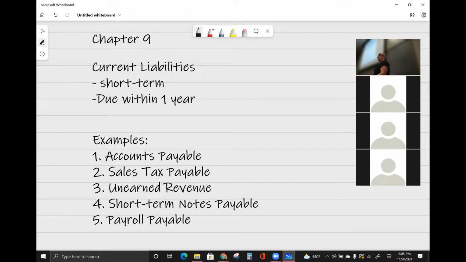Sometimes we'll have long-term liabilities, but we have a current portion. So maybe the loan is for 2 years, and the current portion is what we would show in the current section of that loan, that this year, and then the next year would go in the long-term section.